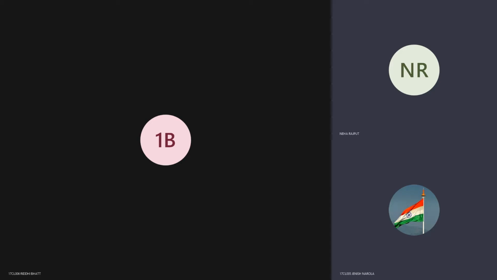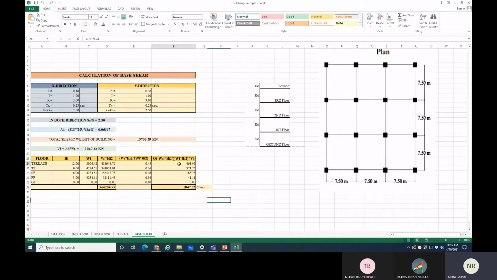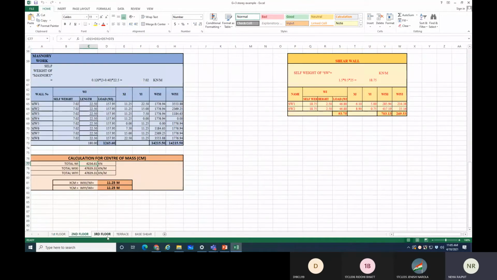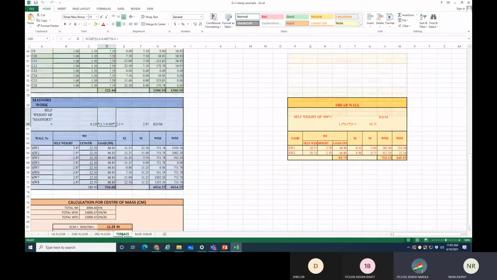Wait a minute. So in this sheet, is this part over? This QI calculation. Yes, this first floor calculation we have done. Find the seismic weight of first floor, second floor, third floor and terrace.